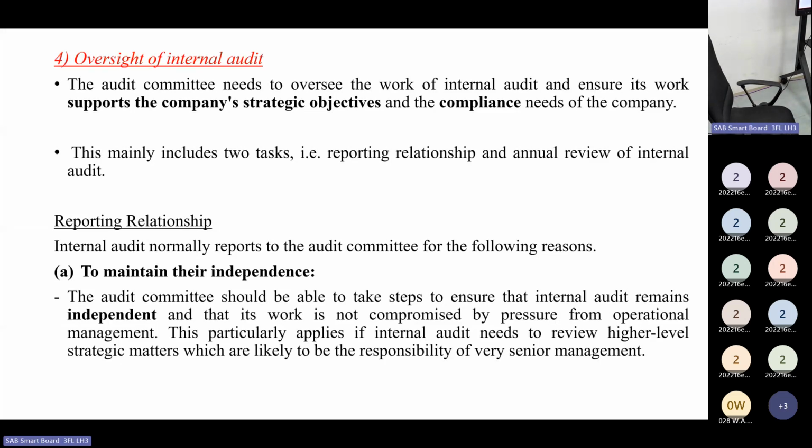So when it comes to oversight of internal audit, you saw in the diagram, can you remember when I was talking about the model, corporate governance model, in that you saw that the internal audit function needs to report to the audit committee. I can't bring that slide now because it's not connected to my laptop, so I can't bring that. Okay, there's one minute.